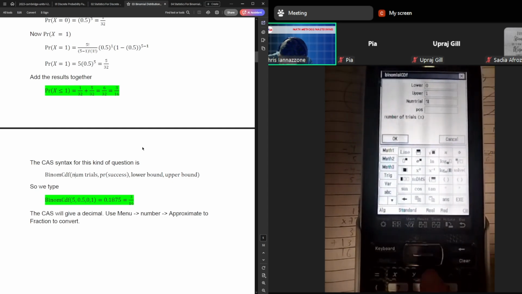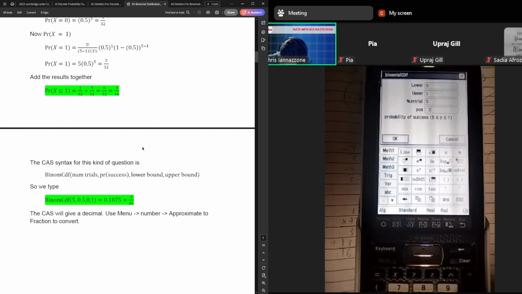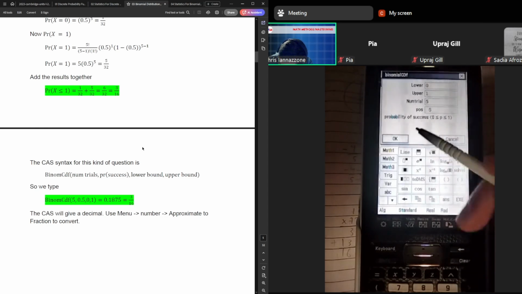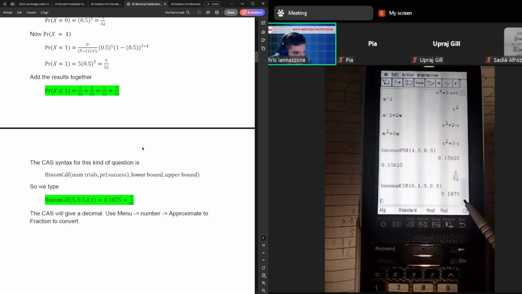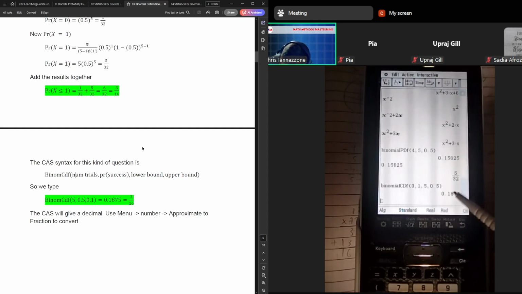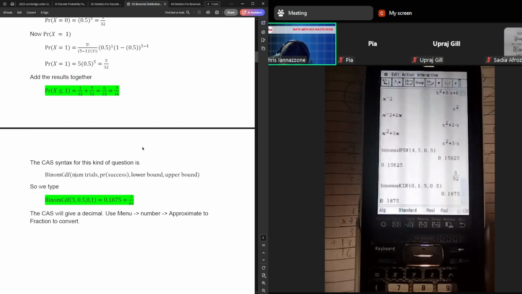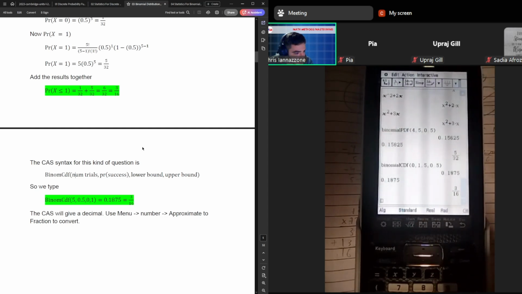Trials is 5. Not 5Z, but 5.5. Hit enter. Did it do it? No, okay, that's fine. I'll just hit OK. And then again, we're going to get that probability. It was a decimal once again, so just grab that. 3 out of 16, 3 out of 16, yeah.